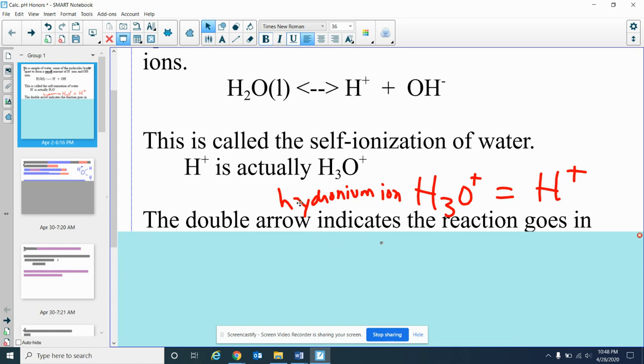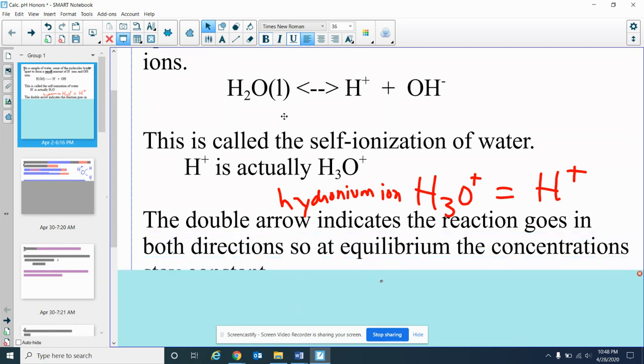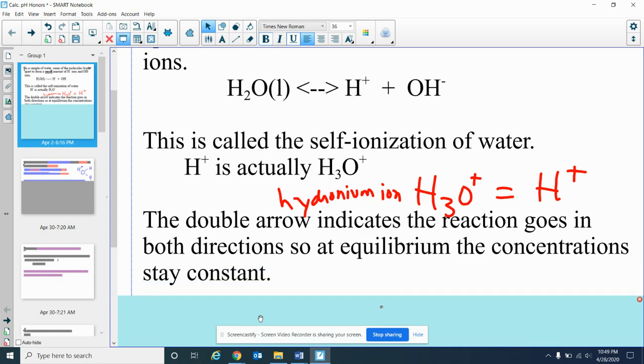Okay, and the double arrow indicates that the reaction goes in both directions. So as some water molecules break apart, then those two ions can get back together to reform water. So it can go both ways. And at equilibrium, when it's going this way just as fast as this way, those concentrations will stay constant.